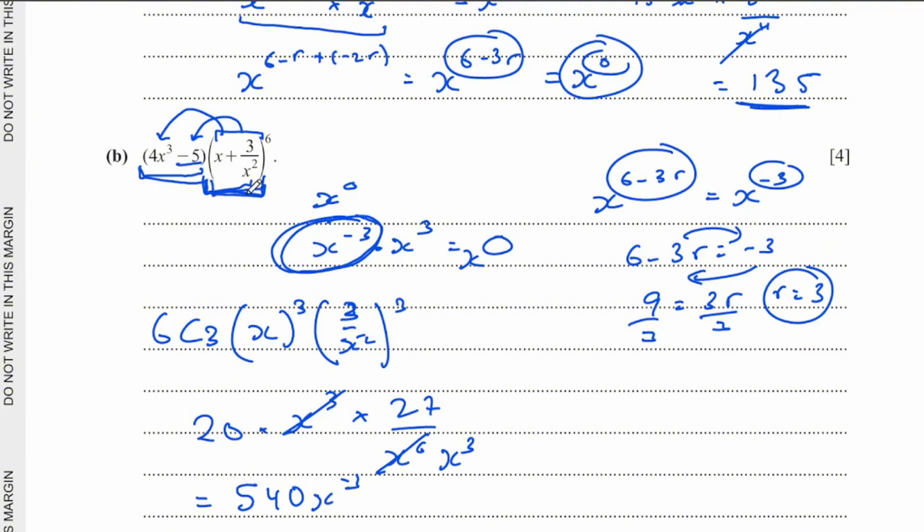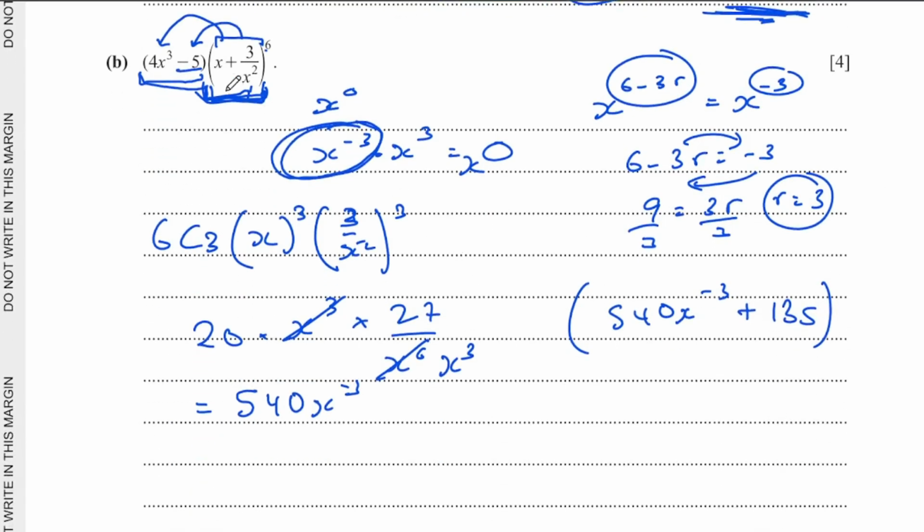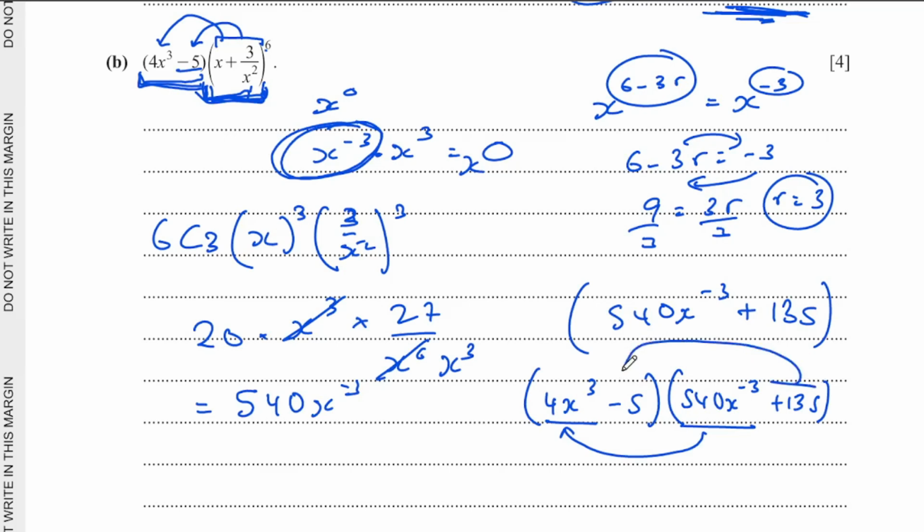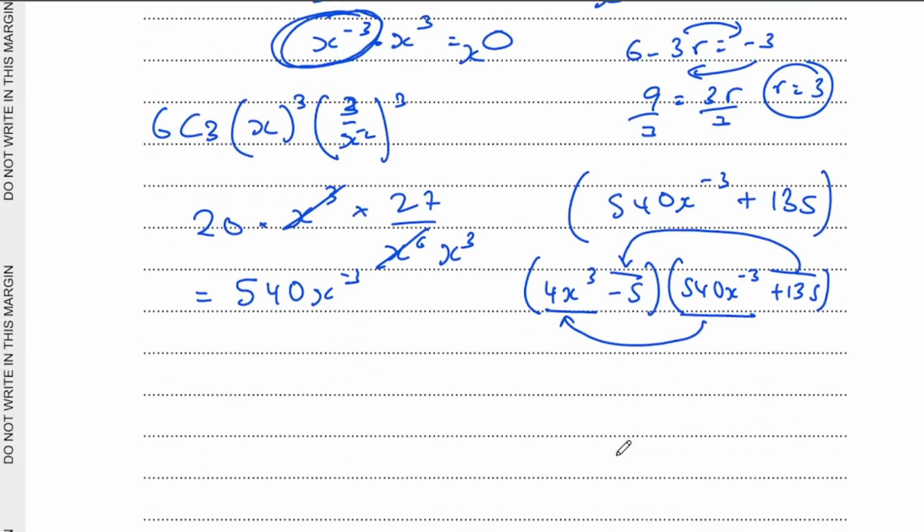So from this expansion right here, the one with the power, we have gotten two terms, one from the a part, which is 540 x power negative 3, plus 135. Those are the only two things we're interested in, because once we multiply it with this, we are going to get our x power zeros. So 4x cubed minus 5 times 540 x power negative 3 plus 135. We're interested in this multiplication, and we're interested in this multiplication. And so we can just do those.